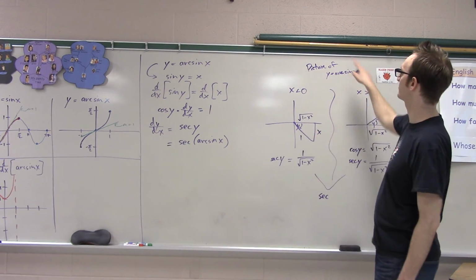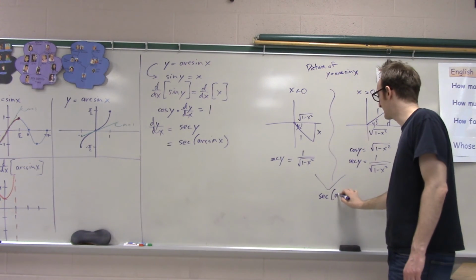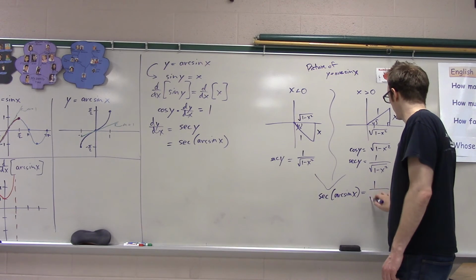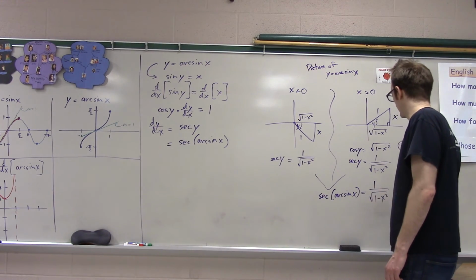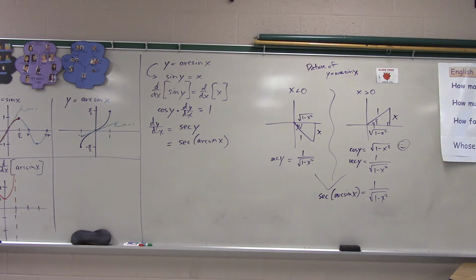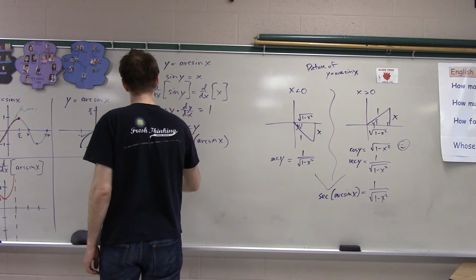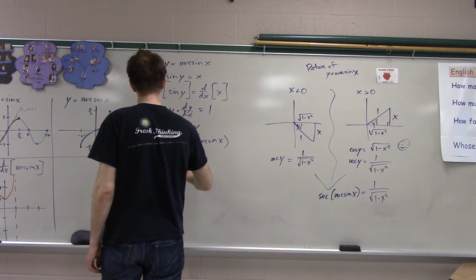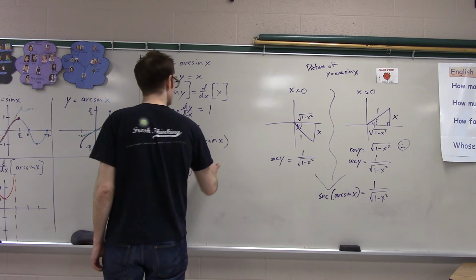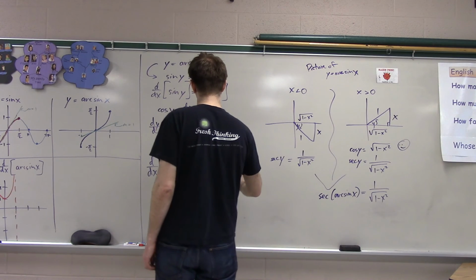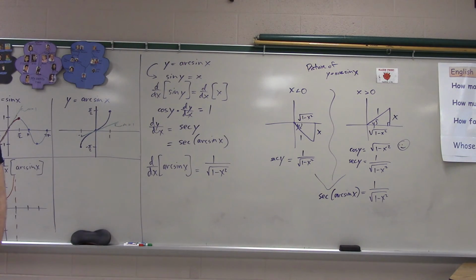What I've learned from this pre-calculus activity is that the secant of the arc sine of x is just 1 over root 1 minus x squared. So, turns out that that is the derivative of arc sine. Again, it is an algebraic function. It's not a rational function at this point, but it's like, you know, a reciprocal of a thingy.